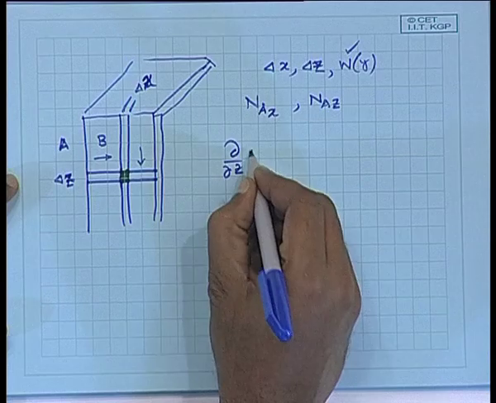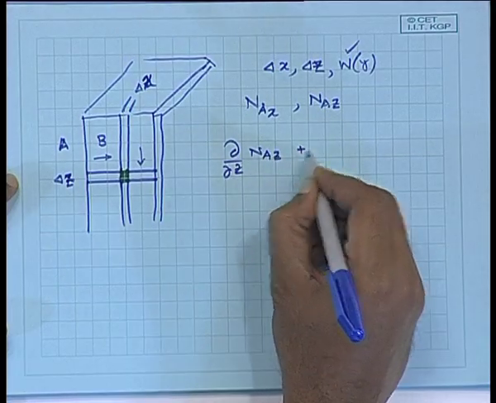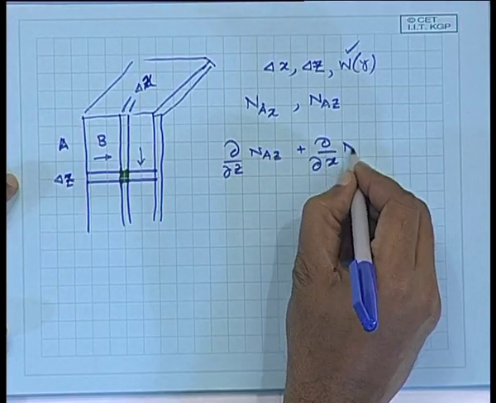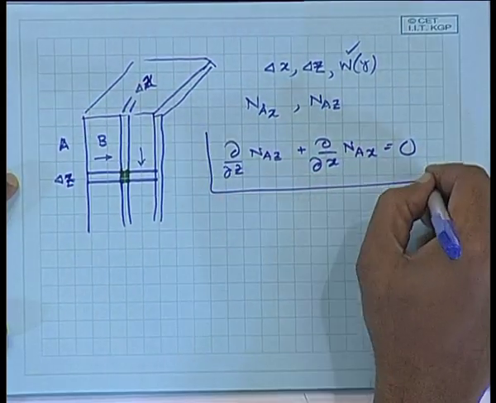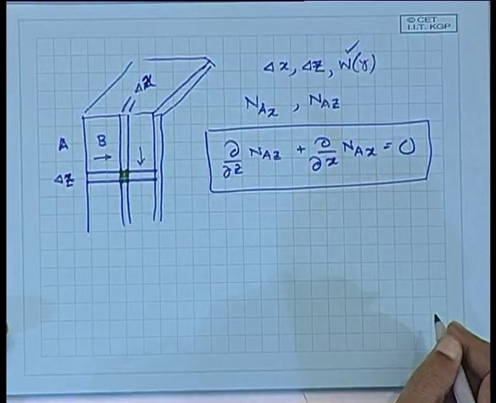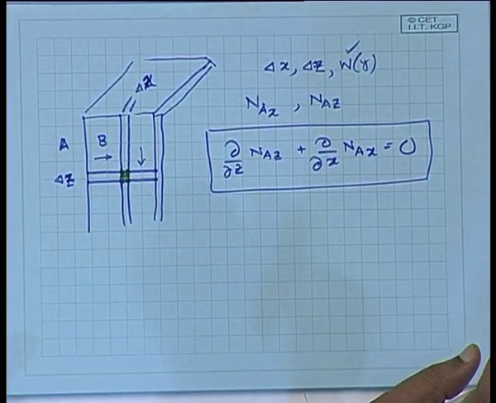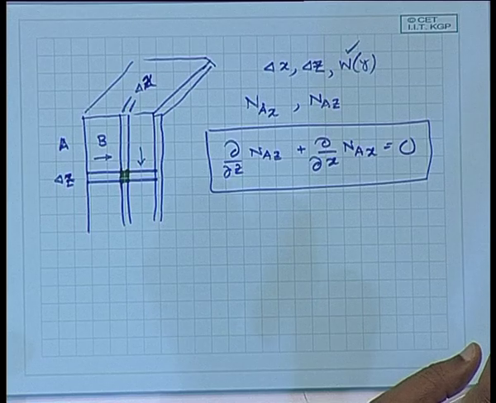Divide both sides by w times del x and del z. Take in the limit, what you are going to get is del Naz del z plus del Nax del x is equal to 0. This is your governing equation. Can you visualize the system? How we are doing it?